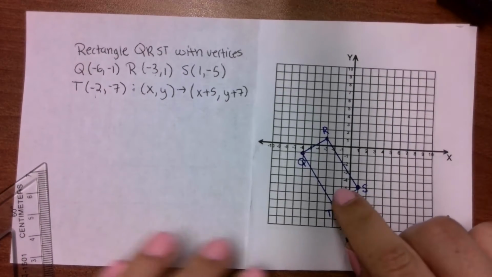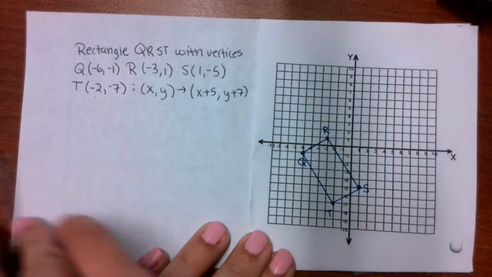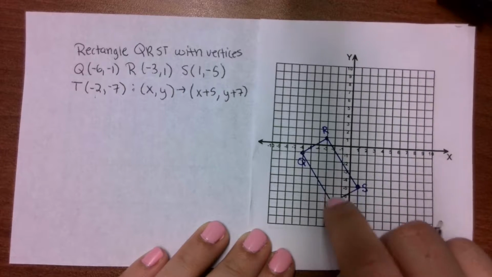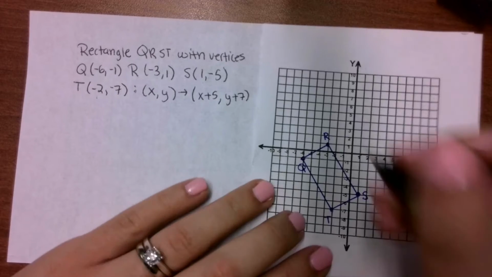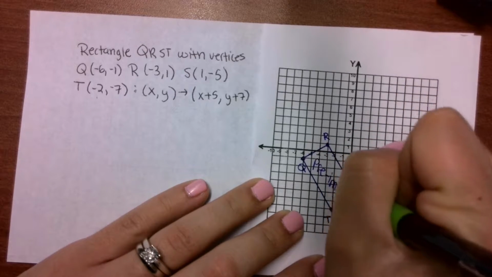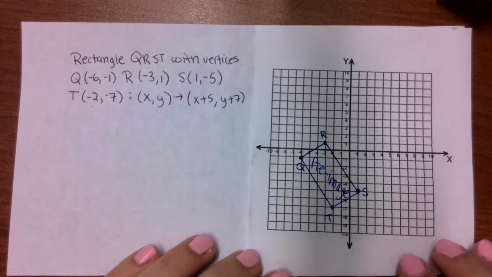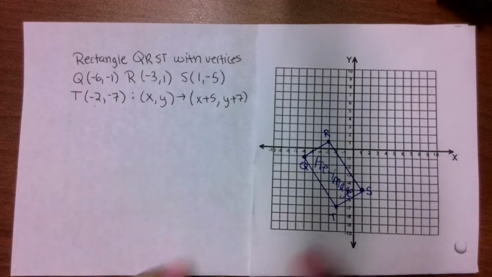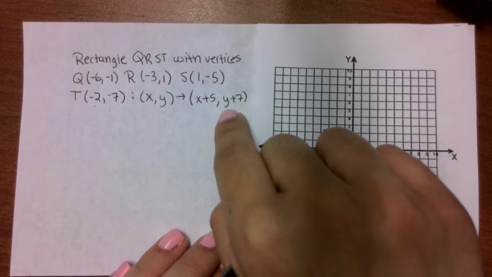Okay, so the original picture you draw, this is called the pre-image, the original. So I'm just going to write it here. This is the pre-image. Okay, so our goal is we want to transform this by translating 5 with X and plus 7 for Y.